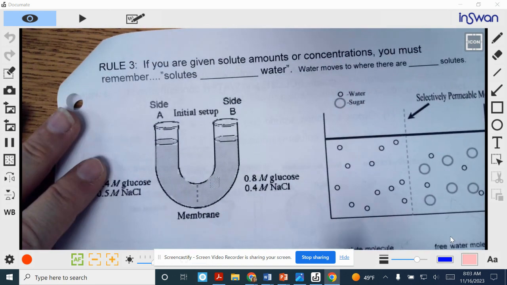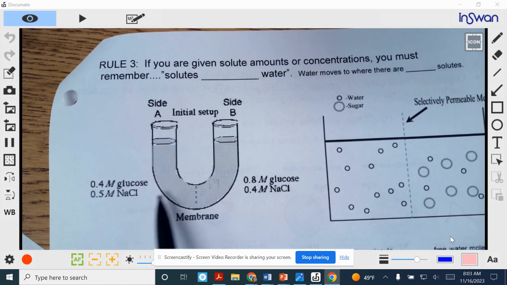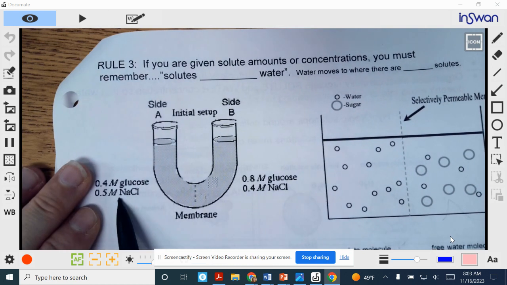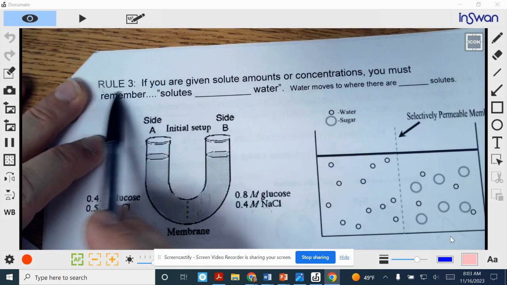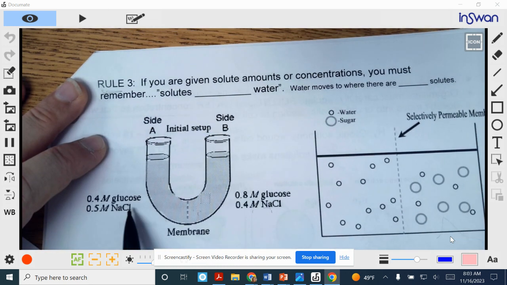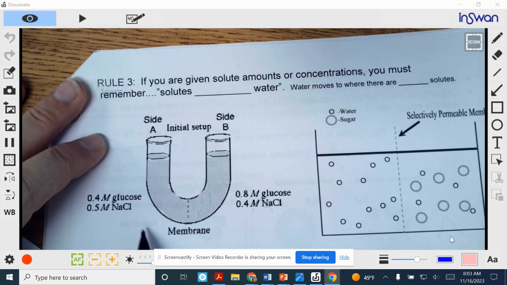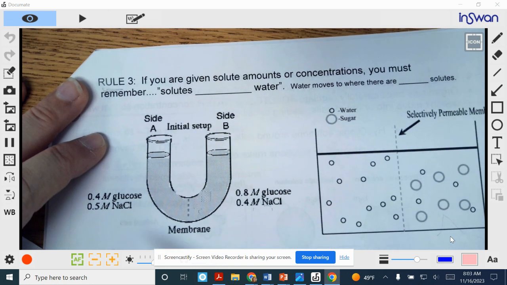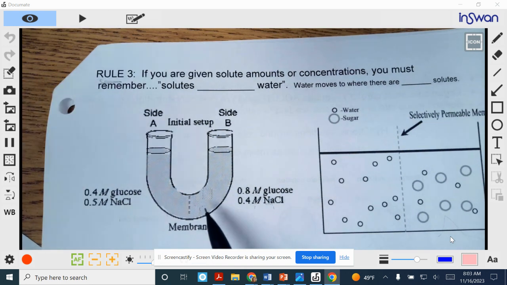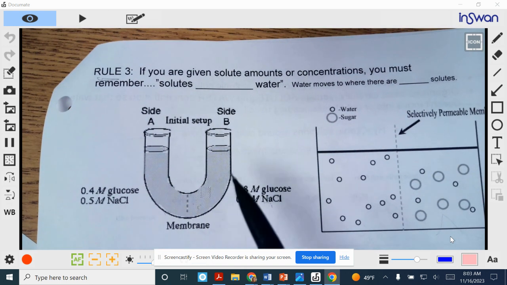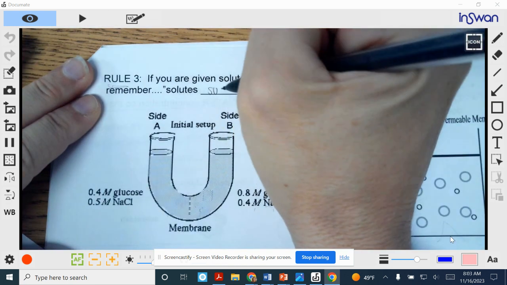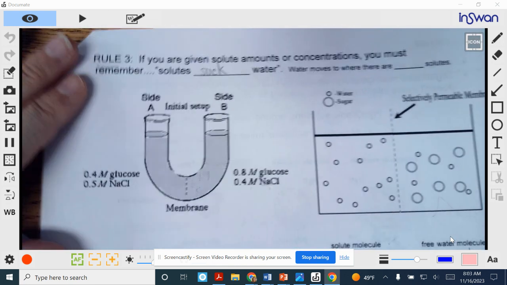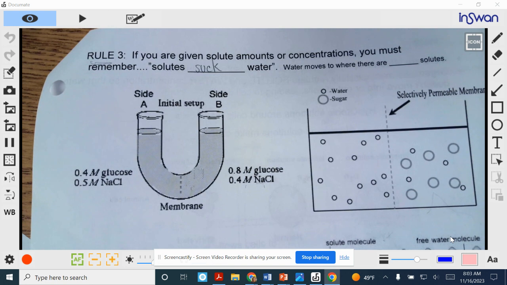Now, here we have what is called a U-tube, and I've got two solutions, one on each side. Since I'm just giving you the amount of solutes in the solution, you're going to have to remember a third rule, because I'm not giving you water amounts. We're going to predict which way water is going to go, but I'm not giving you water, so you can't use high concentrations of water and low concentrations of water. You could use hypertonic and hypotonic, but this is the easiest way to answer this question. Just remember: solutes suck water. Wherever there's more solutes, that is the direction that water will flow.